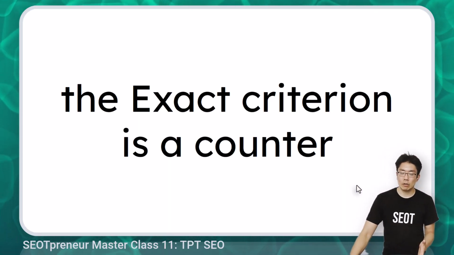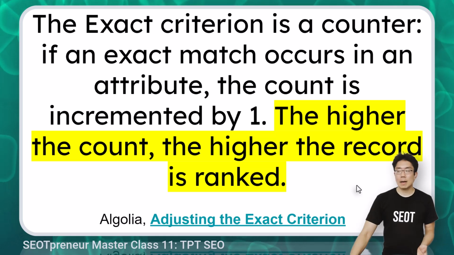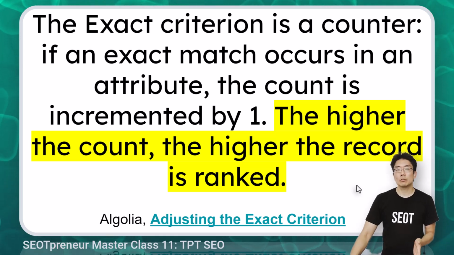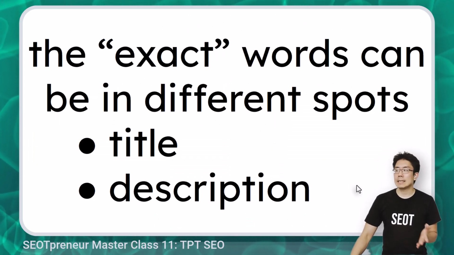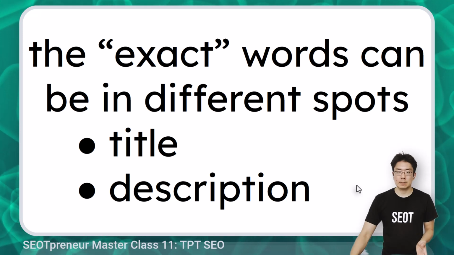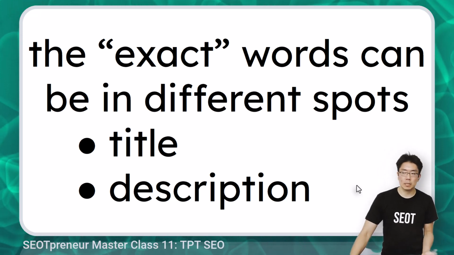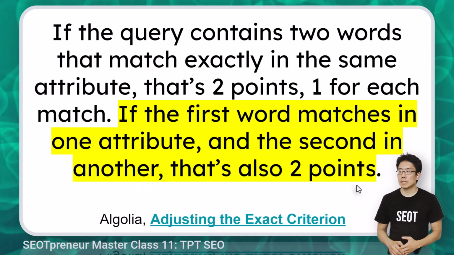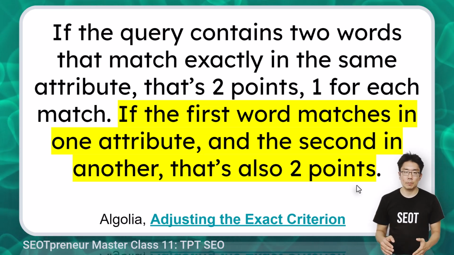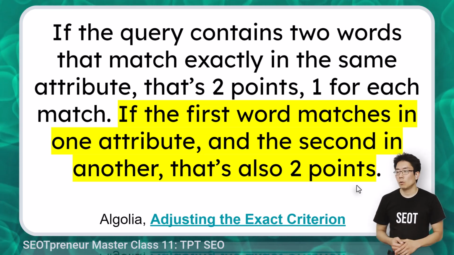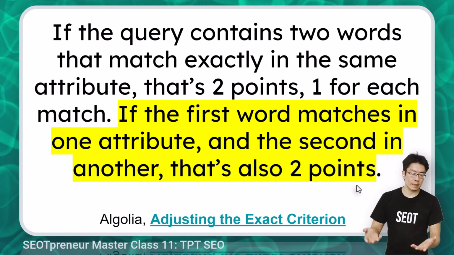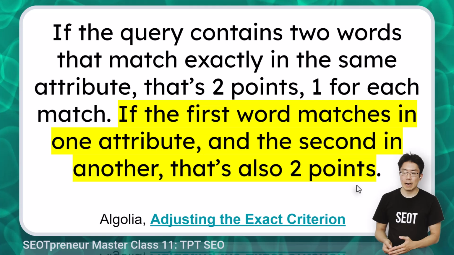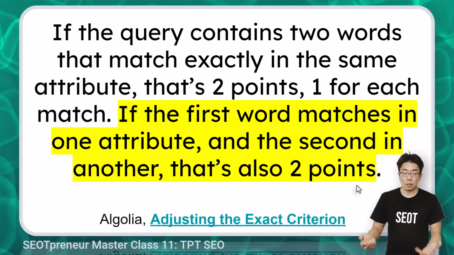The exact criterion is a counter. If an exact match occurs in an attribute, the count is increased by 1. The higher the count, the higher the record is ranked. And then the manual goes on to say that the exact words can be in different spots. It can be the title, it can be the description. If the query contains 2 words that match exactly in the same attribute, like the title, that's 2 points, 1 for each match. If the first word matches in one attribute, like the title, and the second in another attribute, like the description, that's also 2 points.